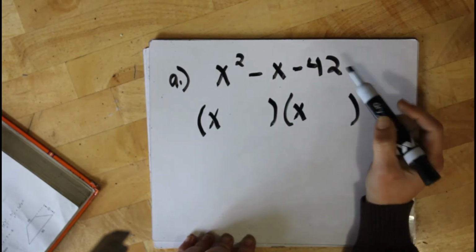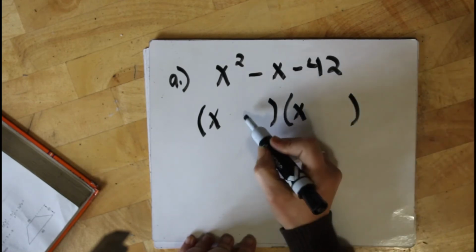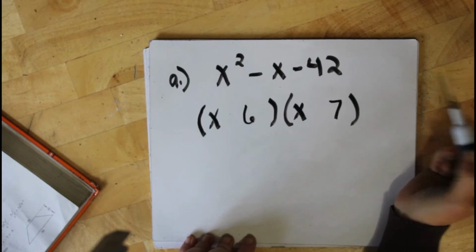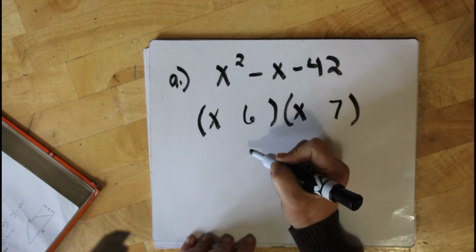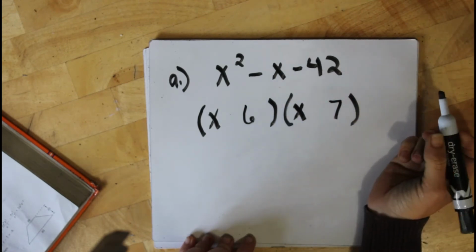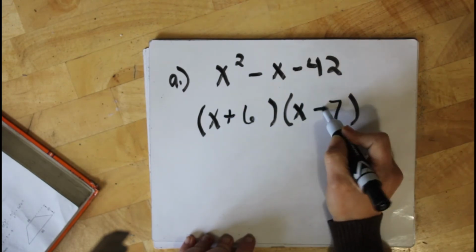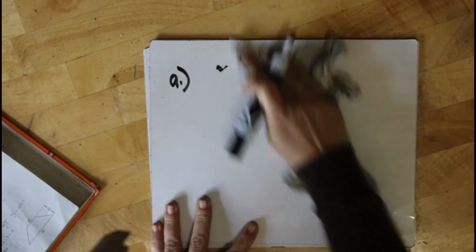Now, what are two numbers that when we multiply them together, we get 42? Well, the first one that comes to my mind is 6 and 7. And I got to figure out, so 6 minus 7 would be negative 1, or 7 minus 6 will be 1. So it's plus 6 minus 7, so that we get our negative 1. That's A.